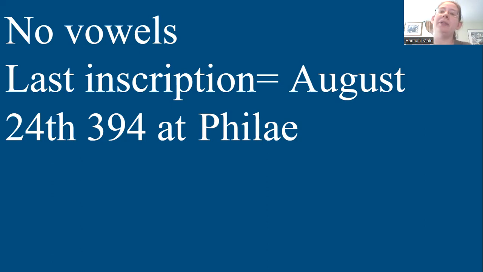The last hieroglyphic inscription, in terms of what was written down that we can date, was written down August 24th in the year 394 AD at the Temple of Philae. And it was understood still by sectors of the population after that. But at least as far as I know, the last inscription that we have been able to date in hieroglyphics comes in that year of 394.